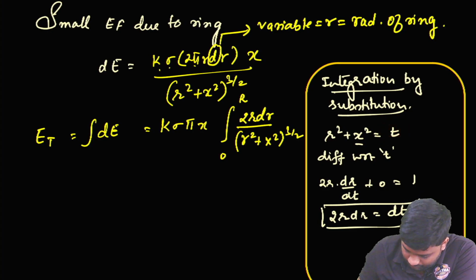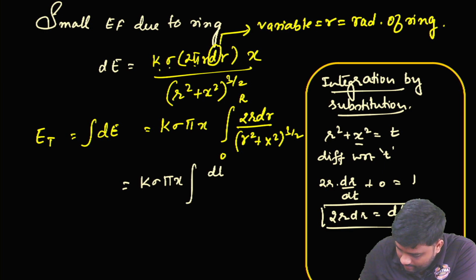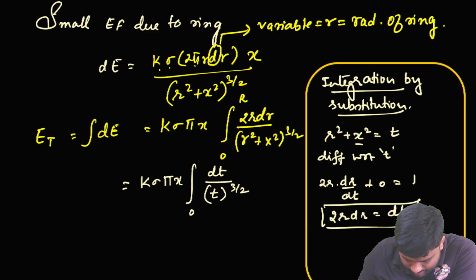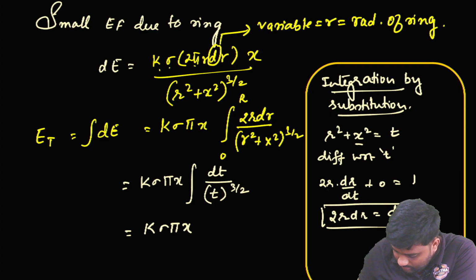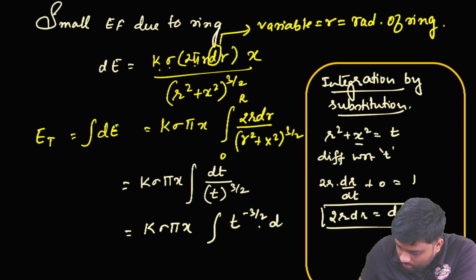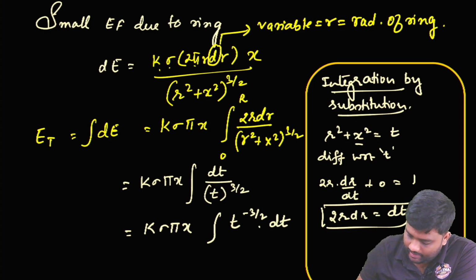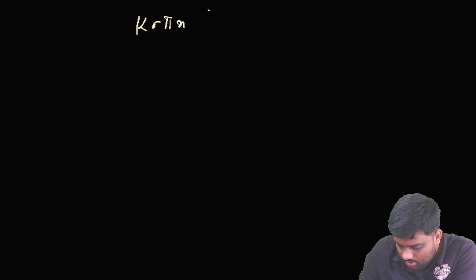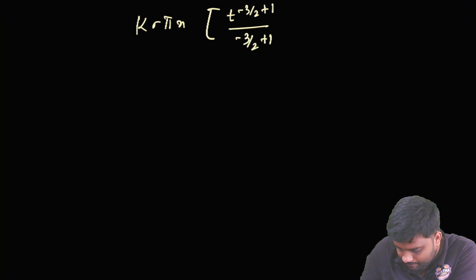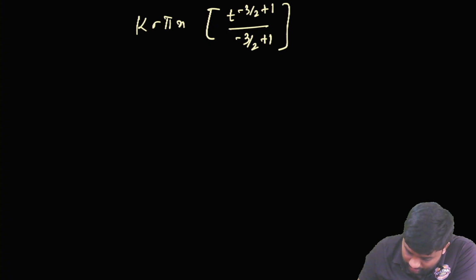Now this is equal to k sigma pi x, 2r dr is equal to dt divided by t power 3 by 2. You are integrating from 0 to r. So you just take this out right now. Now integrate this one. You will get k sigma pi x, t power minus 3 by 2 into dt. When you integrate this, you will get k sigma pi x, t power minus 3 by 2 plus 1 divided by minus 3 by 2 plus 1. Right?